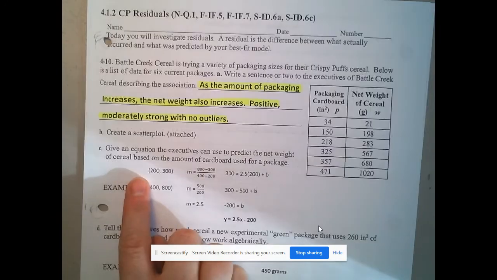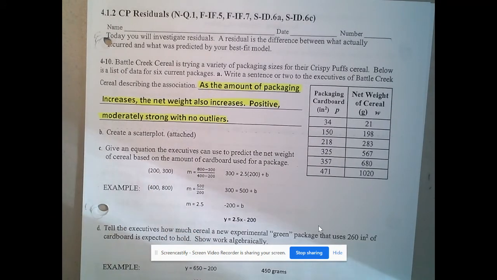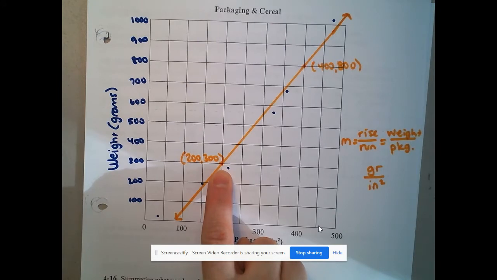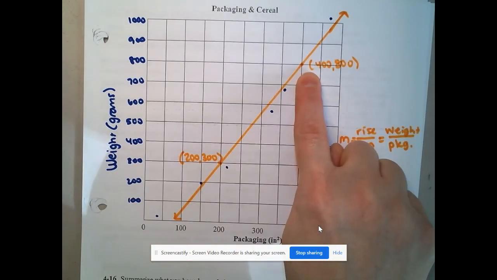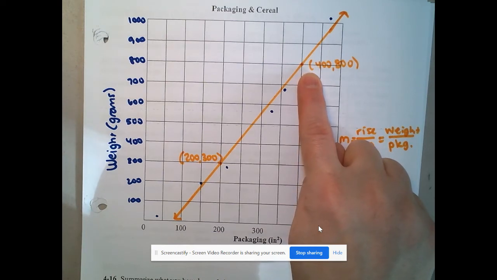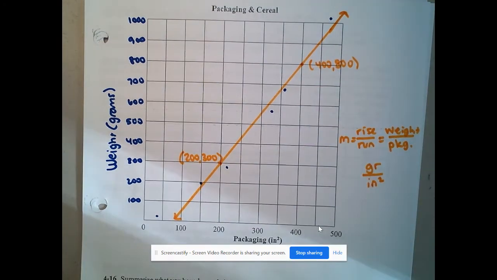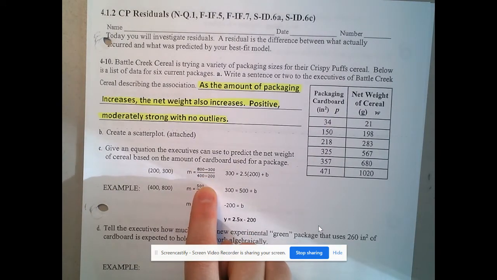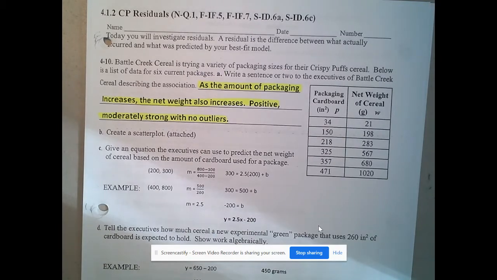Give an equation the executives can use to predict the net weight of cereal based on the amount of cardboard. So I used the points (200, 300) and (400, 800). And you'll notice that those are in yellow because those are points on my fitted line, but they were not in the original data set. So if your fitted line is different than my fitted line, then the 2 points that you choose would be different. So I did y2 minus y1 over x2 minus x1, and I found that my slope was approximately 2.5.